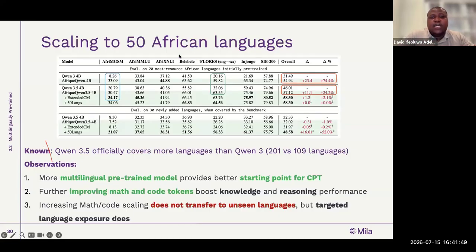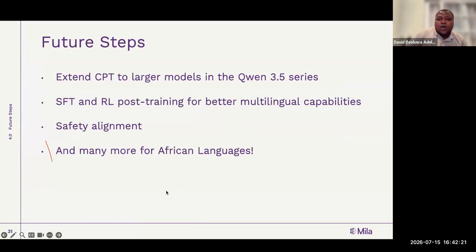We find that scaling to 50 languages also works pretty well for the tail languages. And we find that languages like Lingala, Wolof, Ewe, that were not initially added, actually show improvement in performance. So just adding math or code tokens doesn't help you improve over very low resource languages, but really exposing the model to those new languages leads to better performance for the tail languages. So this is what we have done.